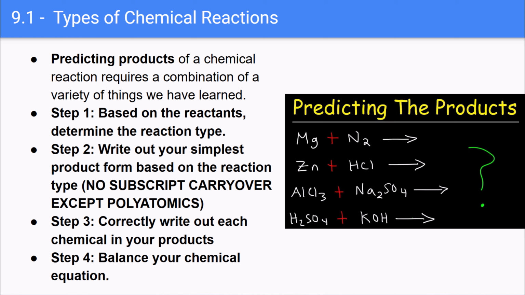Step 3 is to correctly write out the chemical formula for each of your products, so go through and balance out your charges, recognize your diatoms, all of that good stuff. And then lastly, balance your chemical equation.